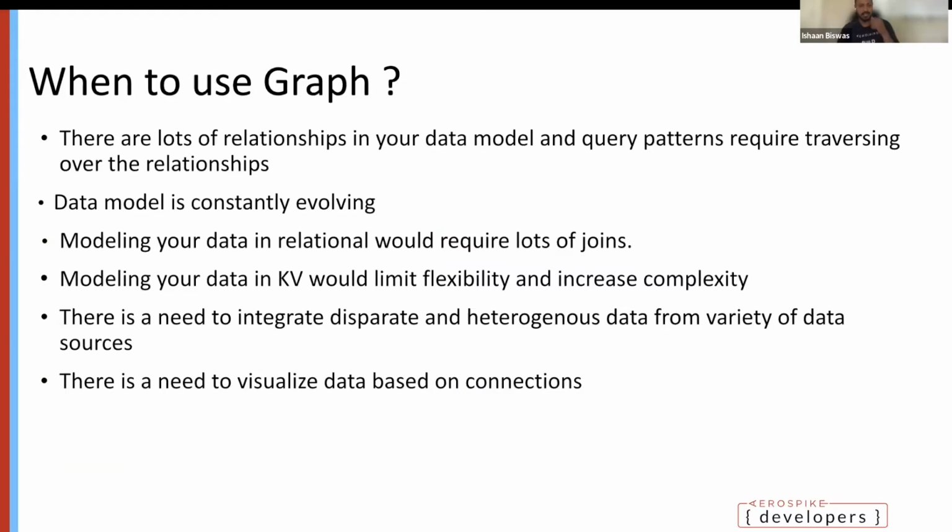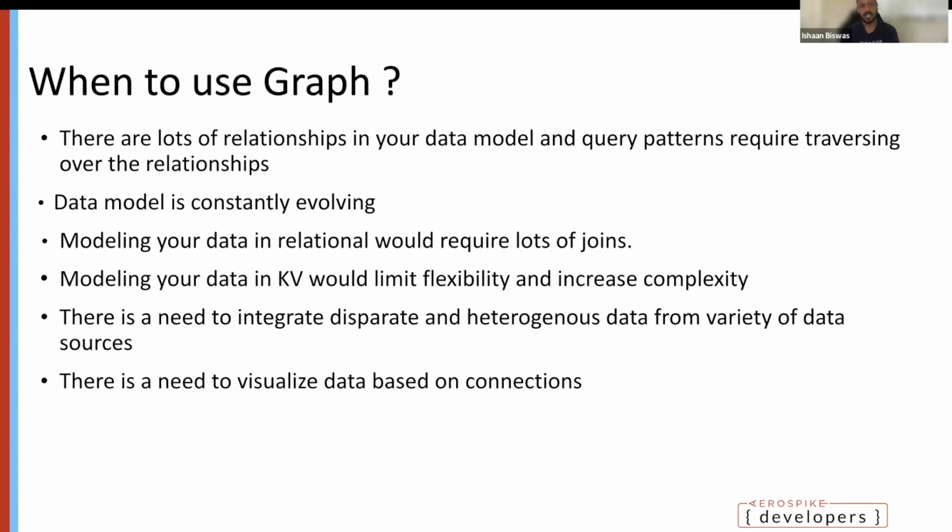So now the next natural question is, when should you use graphs? This is not an exhaustive list by any means, but these are just some general guidelines that'll help you point in the direction of whether a graph is a good fit for your use case or not. First, there are lots of relationships in your data model, and your query patterns require traversing over those relationships. If that is a characteristic in your application or in your business logic, then a graph database or a graph data model might be a good fit for your use case.